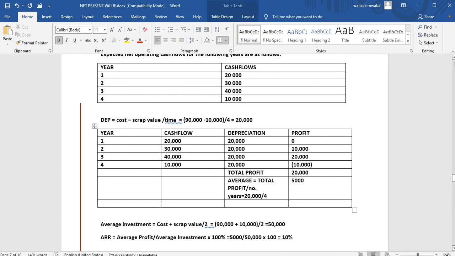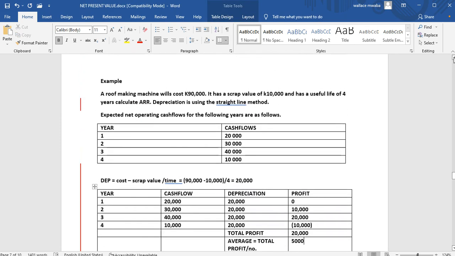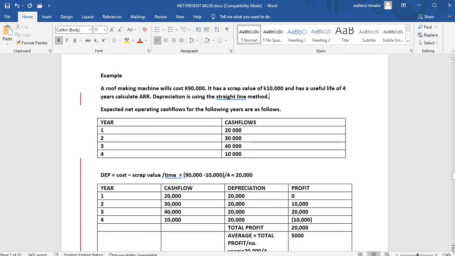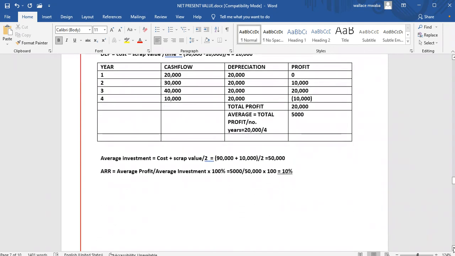If we had a cost of capital here, for example, 15%, and our average rate of return is 10%, we wouldn't accept this. Whenever the average rate of return is greater than the cost of capital, that's when you can invest.